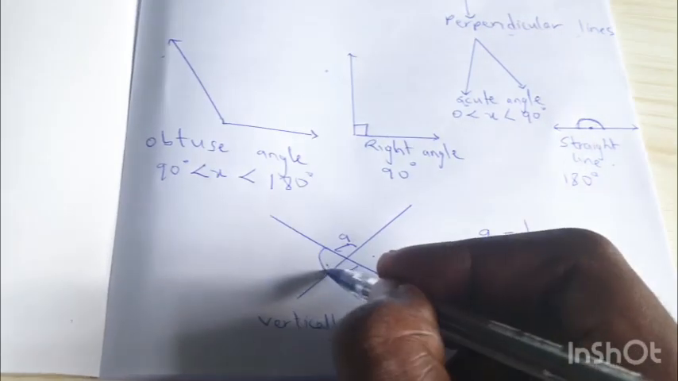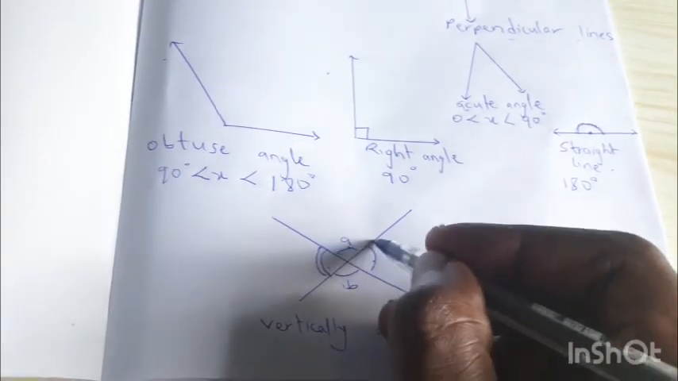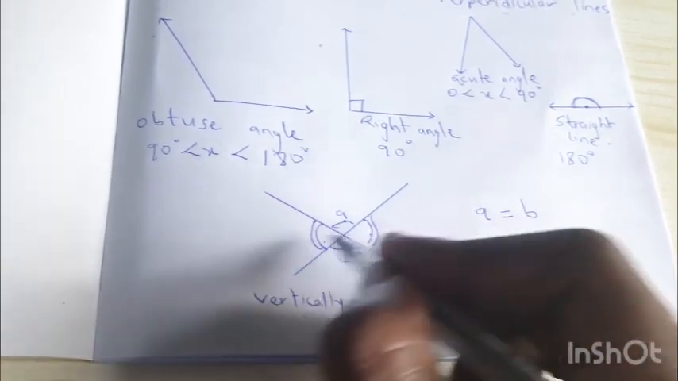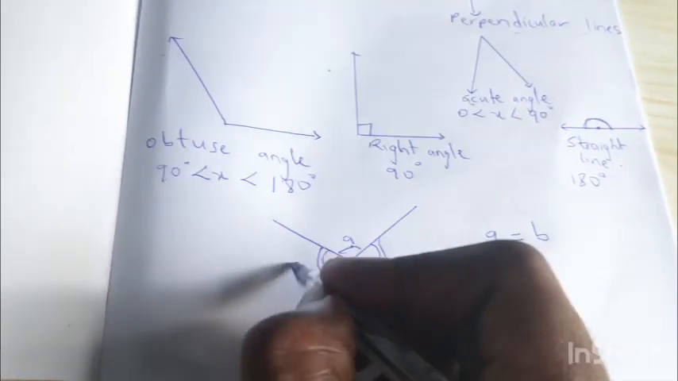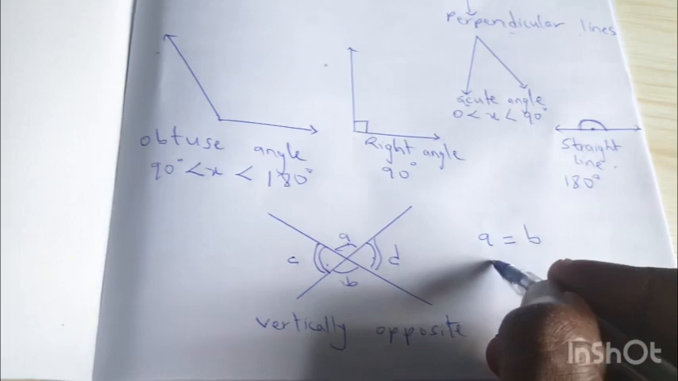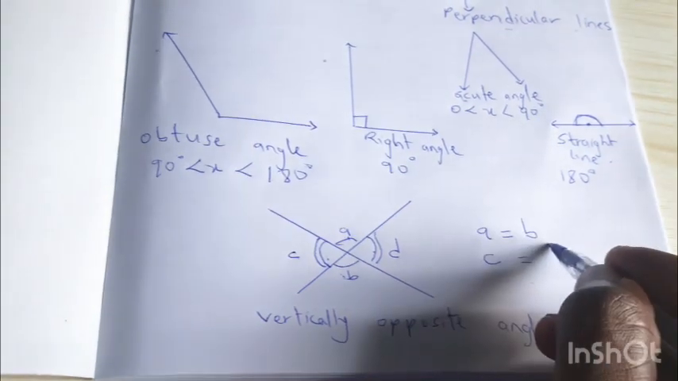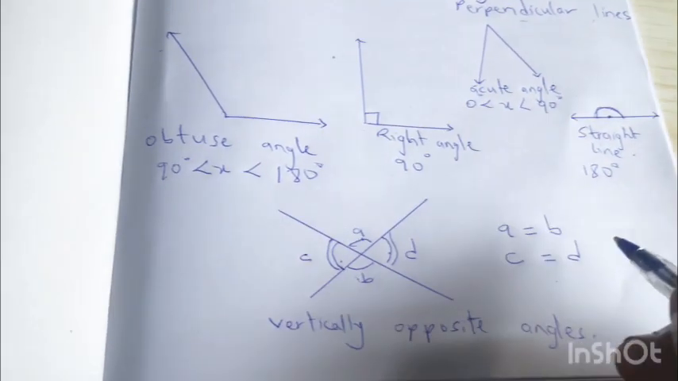And let's take this angle here and here. You can see that they are also opposite. So if here is C and here is D, then angle C equals angle D. Alright.